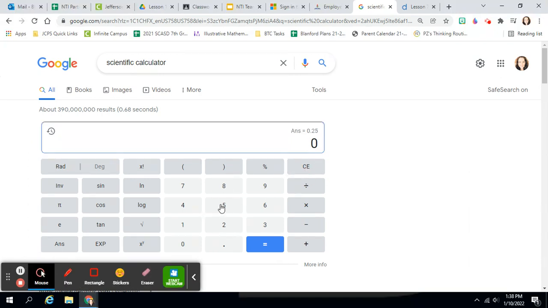And we're going to do 5 divided by 6. It's actually going to be a long decimal. All right, so 0.8333333. Well, I know that's a repeating 3, right? Because it keeps going on and on.